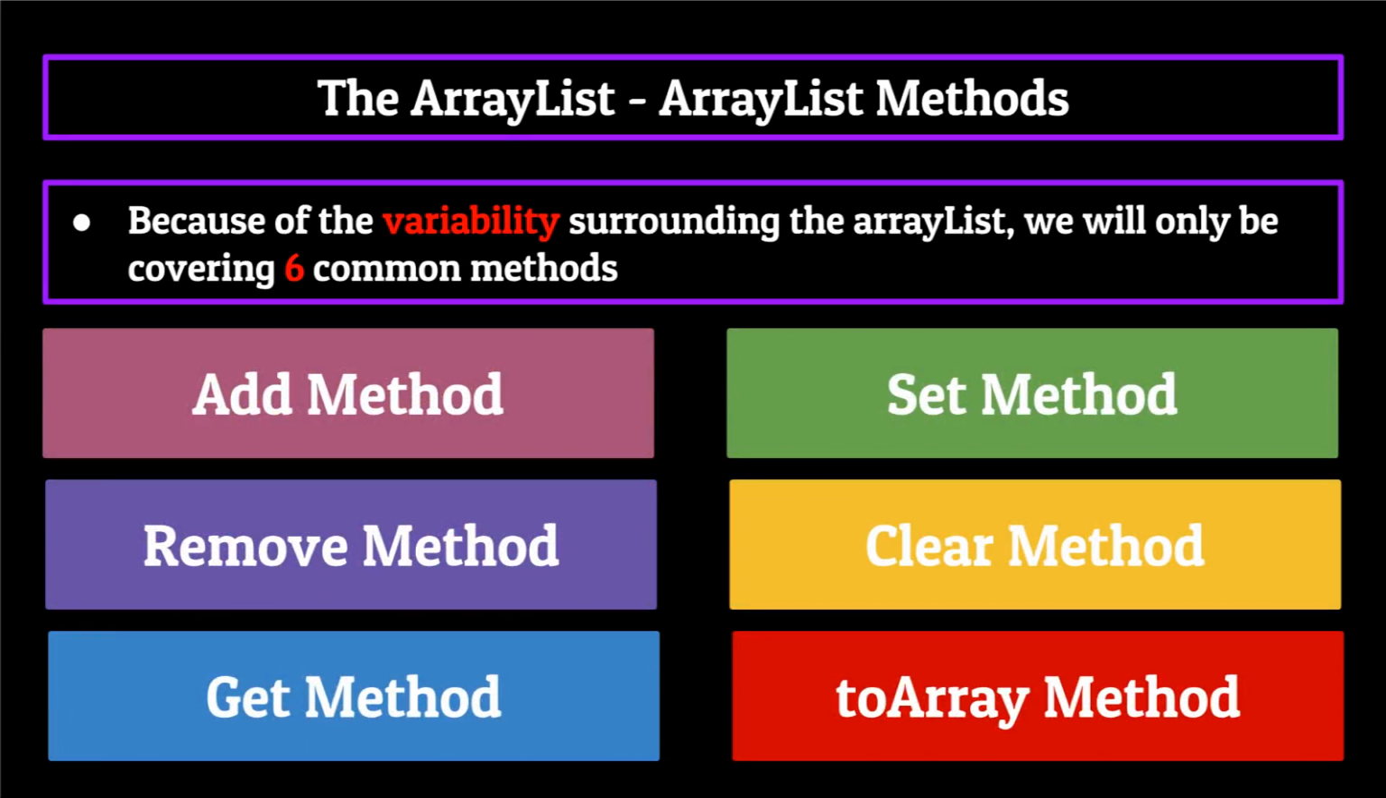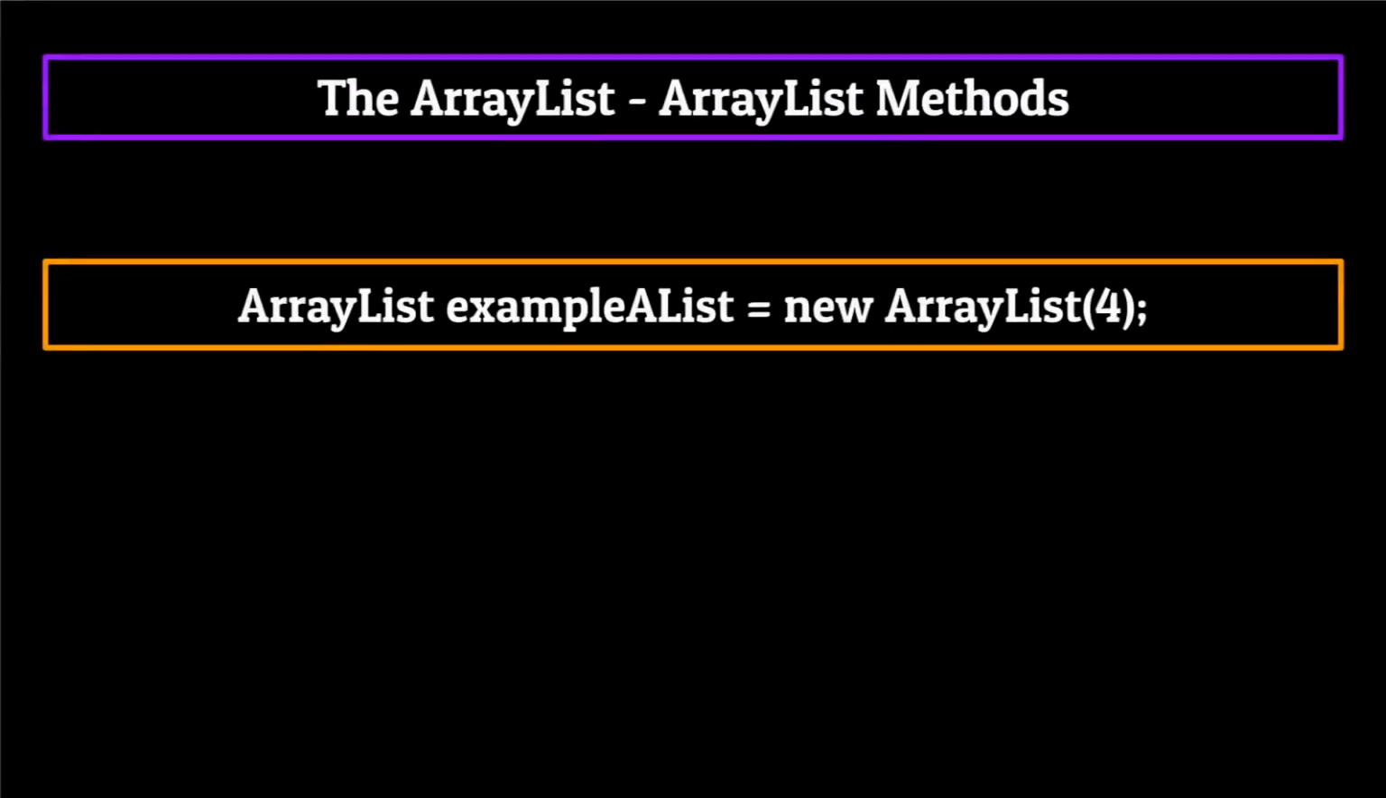Speaking of pre-made array lists, before we dive into each of these functions and how they work, let's first create an example array list we can use to manipulate and show how they work. Let's call it example A list and give it a size of 4 so that it's not preset to 10, and we're set to go.